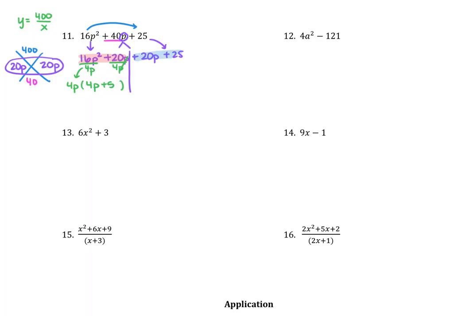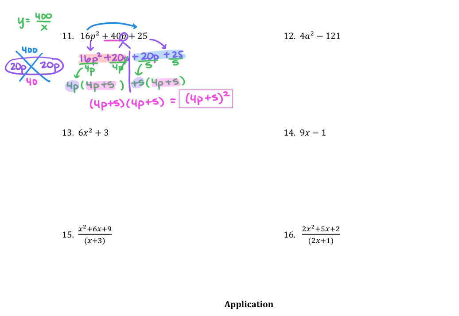Look at the second binomial. Those both have a 5 in common. Since that first term is positive, that is the sign of that GCF. 20p divided by 5 leaves me 4p, and 25 divided by 5 leaves me 5. You notice that these match, so that is my first binomial. And then I take my leftovers, 4p plus 5, to make my second binomial. Notice that these match, so that means I can rewrite this as 4p plus 5 squared.